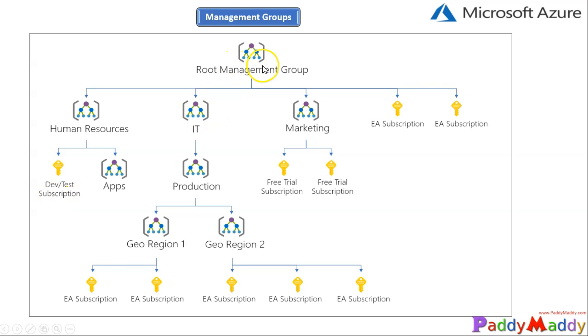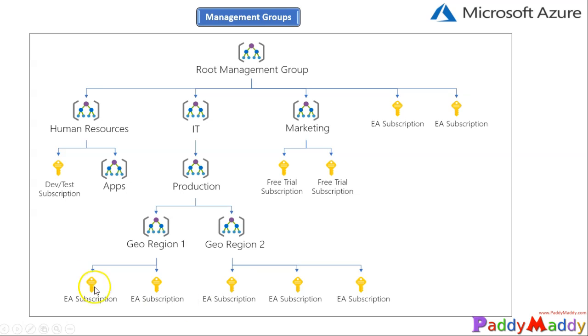Let's say, if you see here under IT, you have production and geo-specific region 1 and region 2 geographically. Within region 1 you have an enterprise subscription and one more enterprise subscription here, but region 2 also has EA1, EA and EA. So you have different subscriptions, and you can decide what kind of policies to apply. For example, you can apply the policies at geo region 1, or you can apply them and secure things from the top level. So this is where easy management comes in for managing and applying compliance policies.